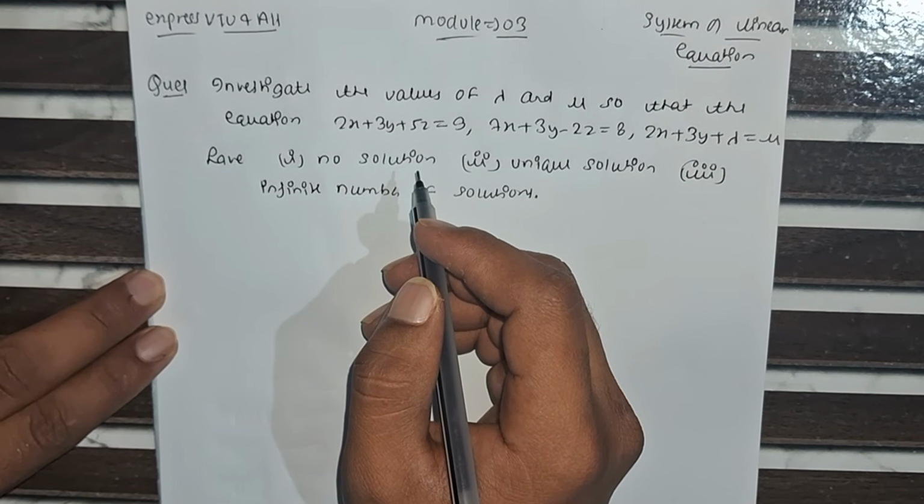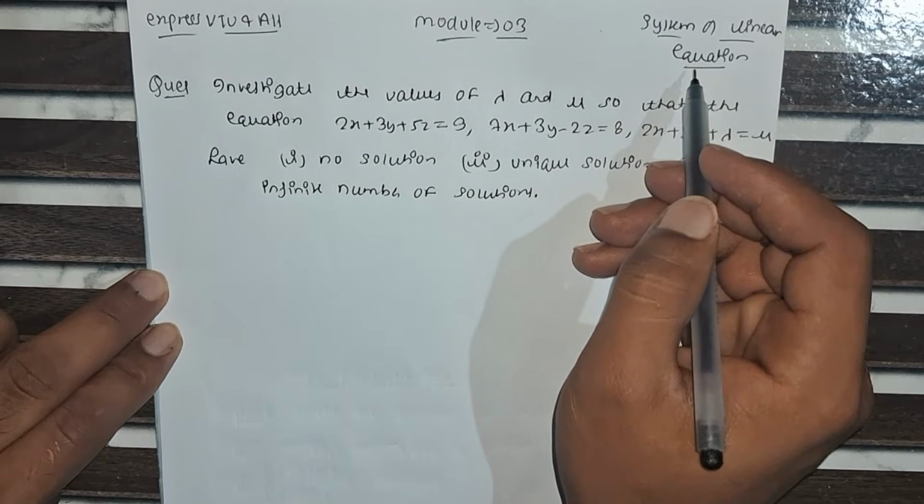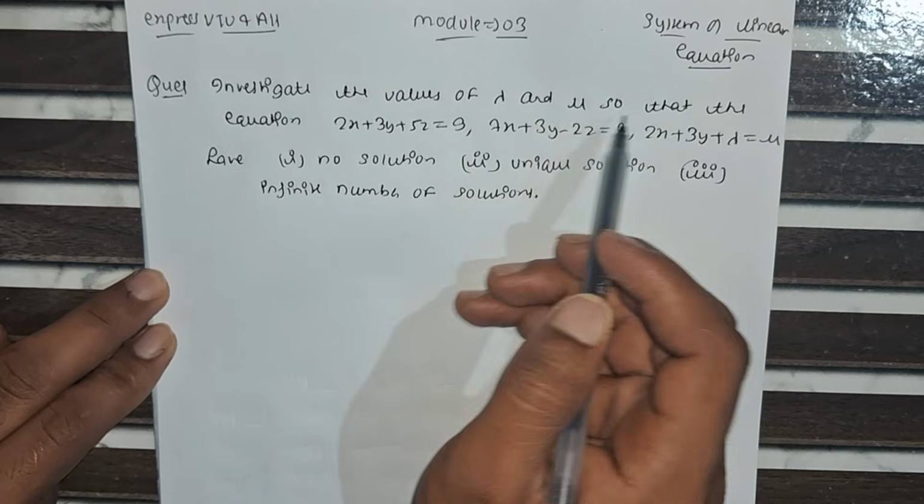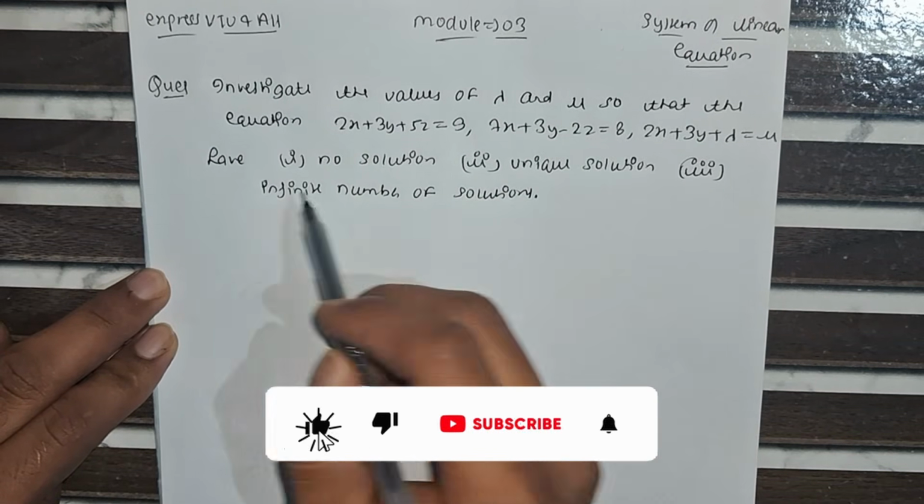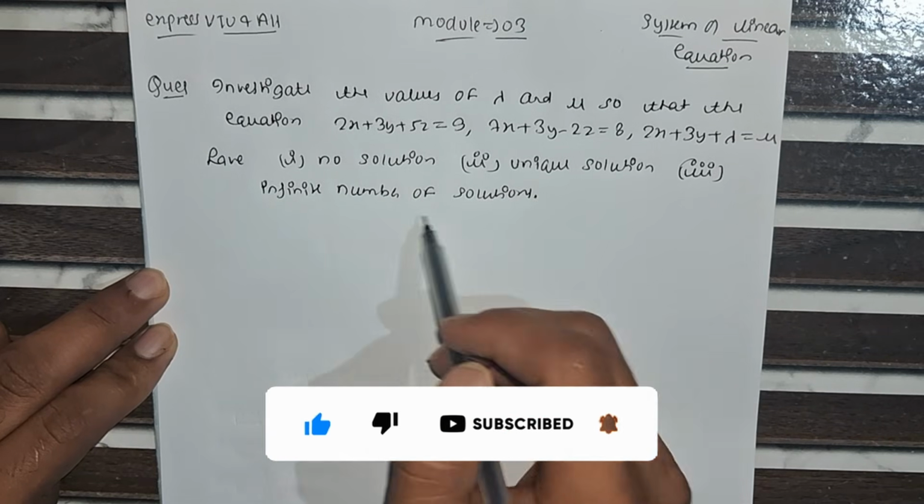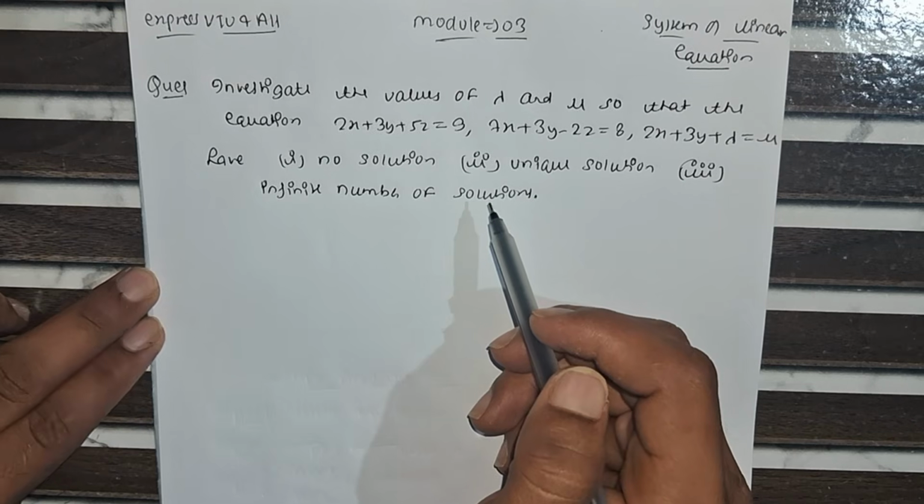In this video, we are going to solve a very important problem from Module 3, System of Linear Equations. The question is: investigate the values of lambda and mu for these three equations, such that the first is no solution, the second is a unique solution, and the third is an infinite number of solutions. For solving these kinds of questions, we need to follow some steps.